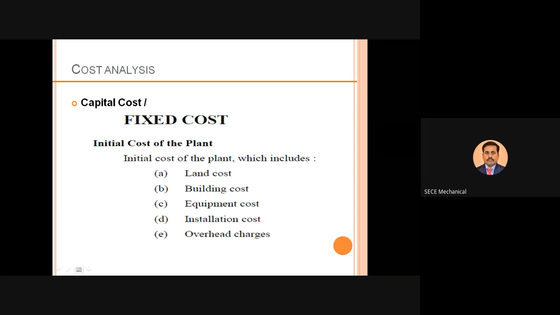So that's why you have to think about the selection of land, that's why we are discussing it. So that is playing a very important role. And also the cost of the land.